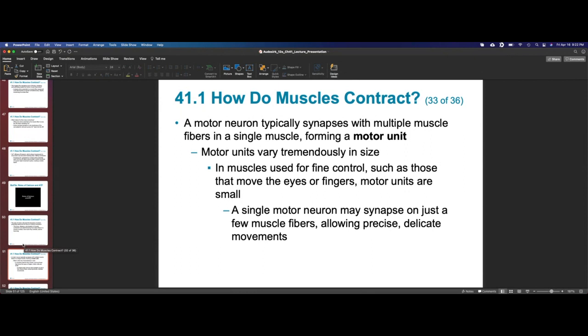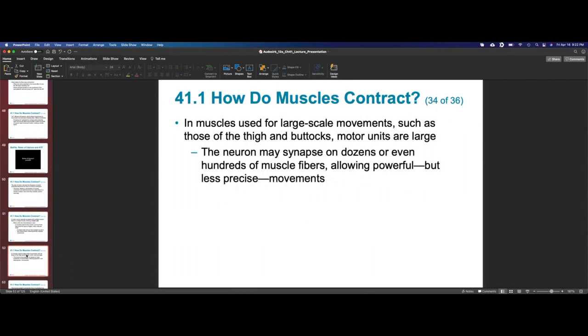And then those in the legs, used for walking, for instance, are going to have larger motor units because you're trying to incorporate larger groups of muscles at the same time. And so essentially, you're going to have synapses on dozens or even hundreds of muscle fibers, allowing powerful but less precise movements.